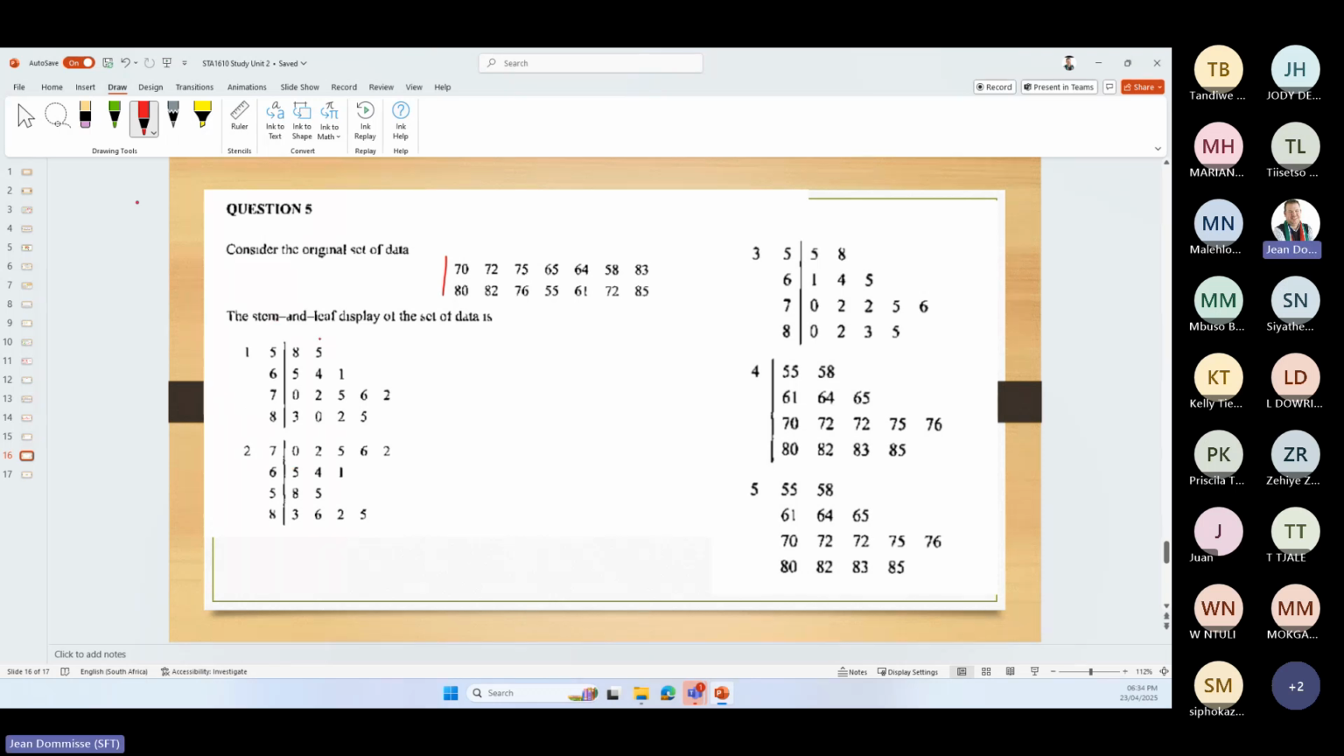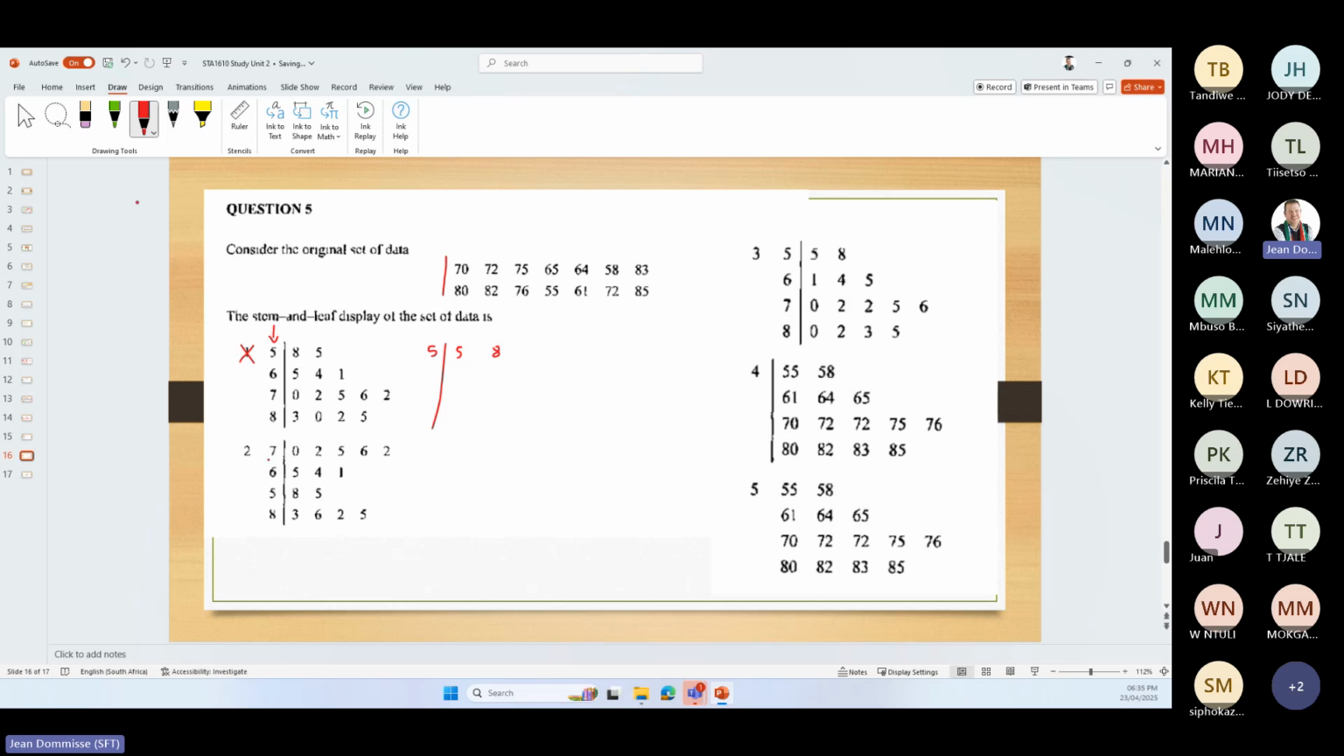So stem and leaf, okay, 5, 6, 7, 8. All of that is in order, so that's not a problem. But then if I look inside the leaf, okay, 58, 55, that's not how it should be. It should be the smallest, 55 first, and then 58. So that is not an option.